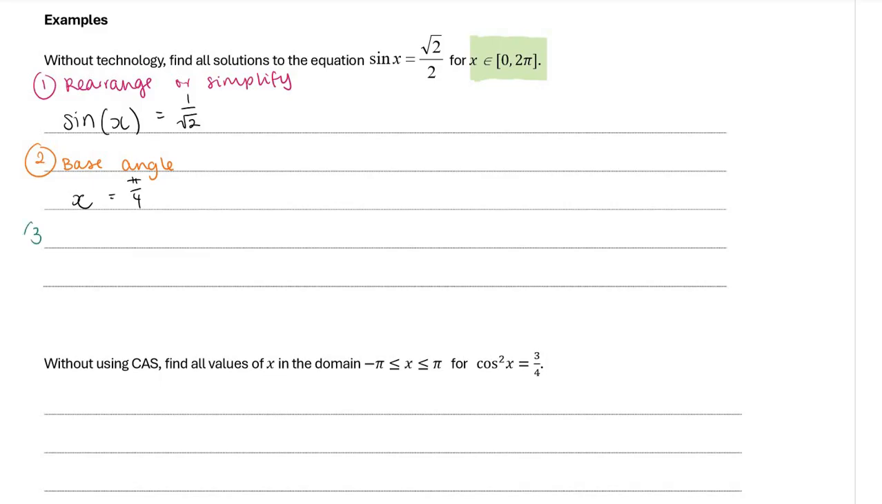The third thing you need to do is identify the quadrant that your solution lies in, okay? And that's a matter of taking note, have you got a positive or a negative problem? And if that affects which quadrant we're in. So if we've got sine of x is equal to 1 over root 2, that means that our sine value is positive. So the two quadrants we're going to be lying in are quadrant 1 and quadrant 2.